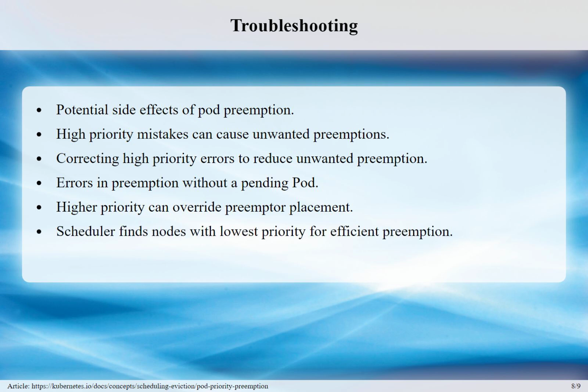When scheduling a pending pod, the scheduler looks for nodes with the lowest priority pods for preemption. If none are feasible, nodes with higher priority victims will be considered until a suitable node is found, adhering to disruption rules.